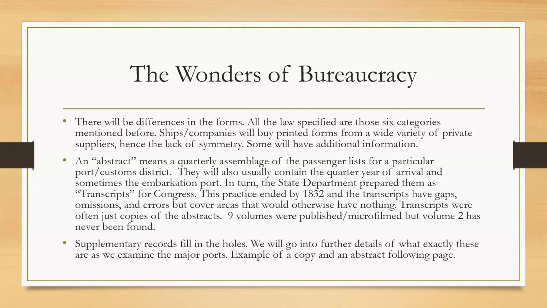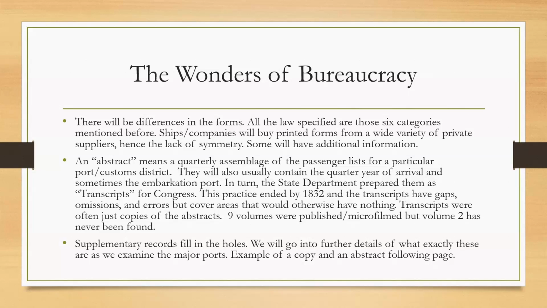And in turn, the State Department prepared these as transcripts for Congress. However, because of the sheer amount of immigrants coming in by 1832, Congress said, please don't send us these anymore. And instead, they would have the customs collectors send statistical reports and nothing really individual. The transcripts themselves will have gaps, omissions, and errors, but they do cover areas for which we would otherwise have absolutely nothing. And I should note, a transcript is almost always just simply a copy of the abstract.